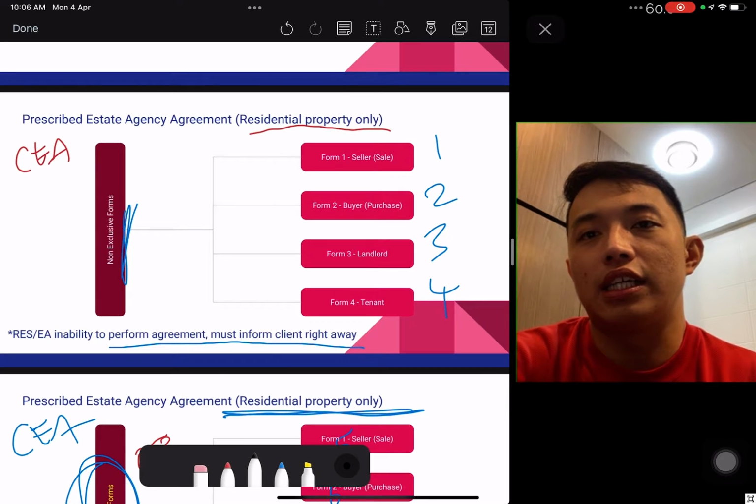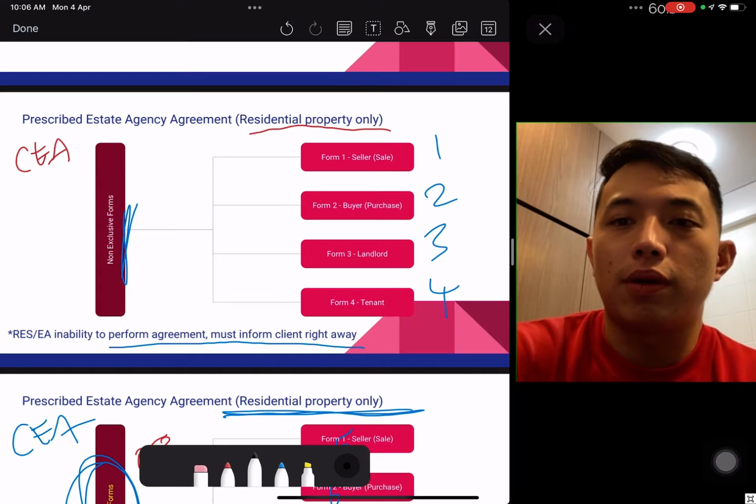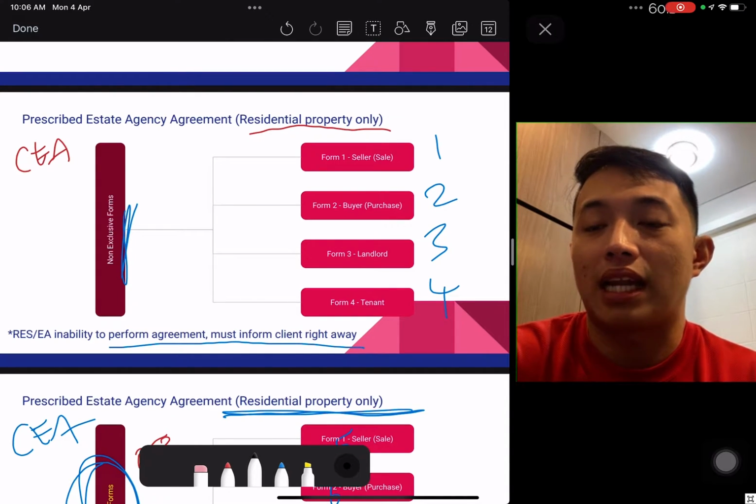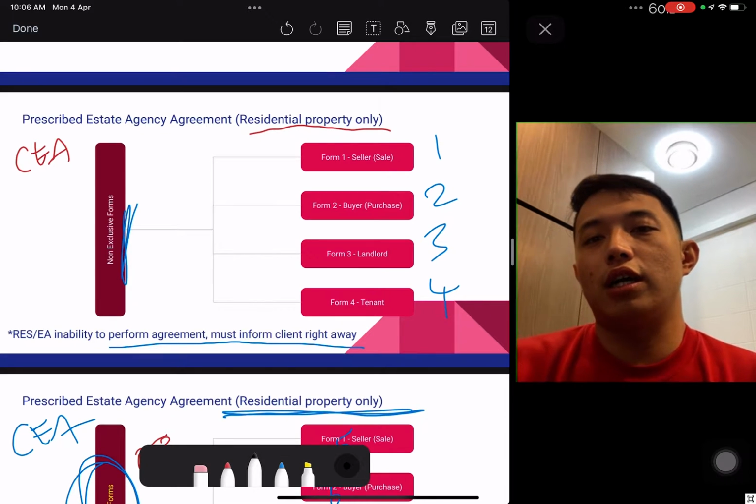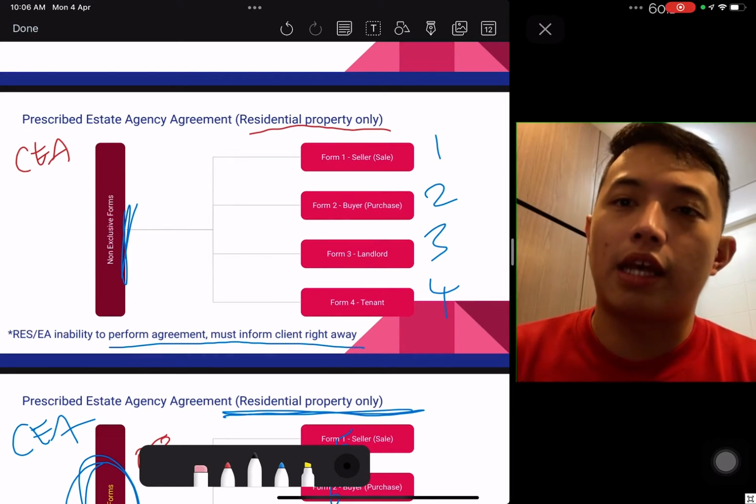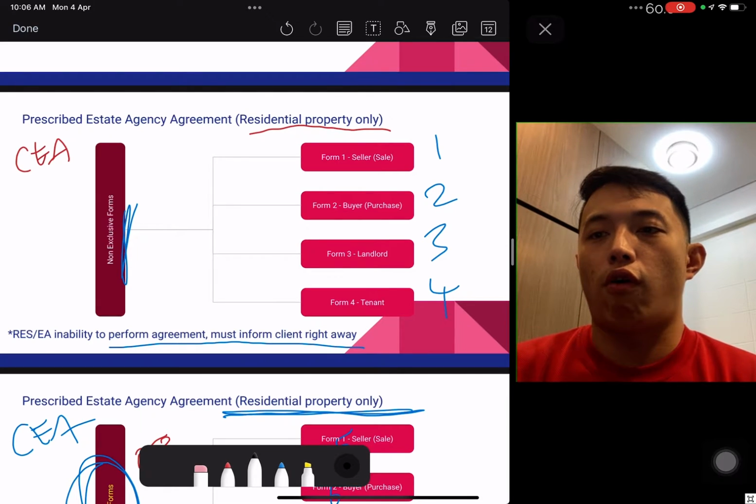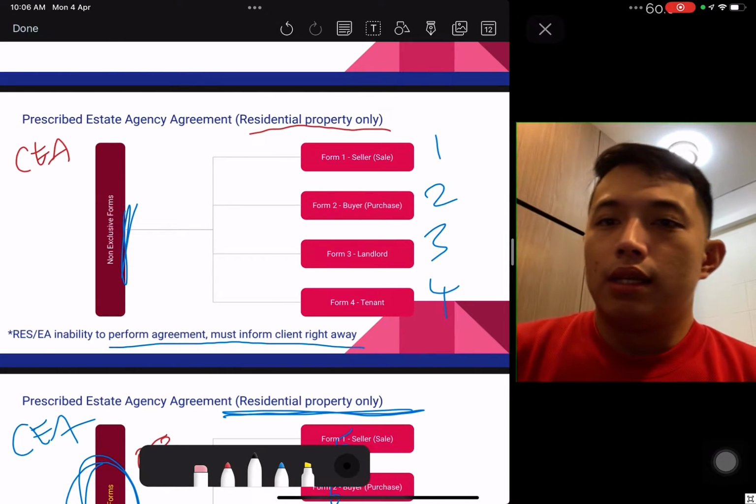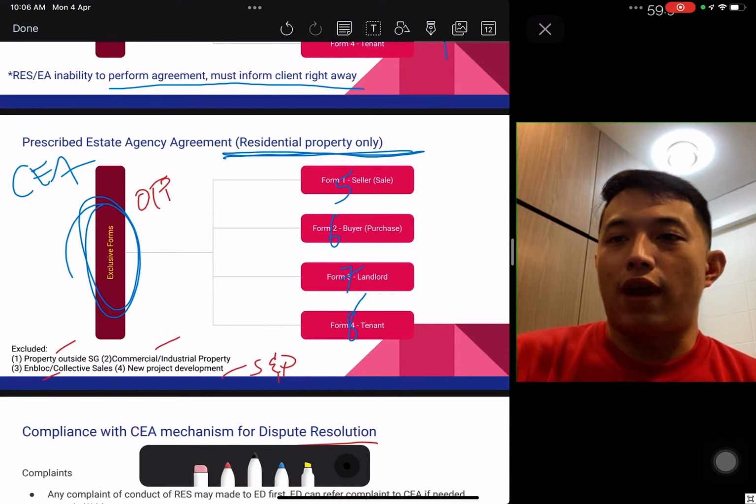prescribed estate agency agreement. The agents who are not able to perform the agreement must inform the client right away that they are not allowed to continue to act for them. There are two types: exclusive and non-exclusive. Non-exclusive is forms 1, 2, 3, 4. For exclusive, it will be 5, 6, 7, 8.